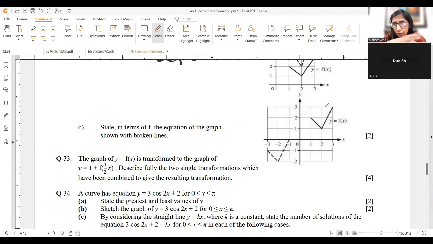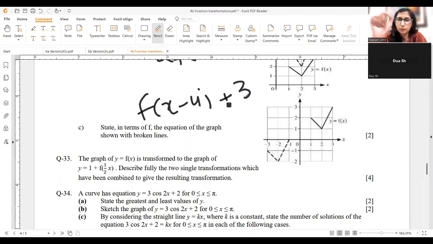Okay, so it's going 1, 2, 3, 4 units right. So that's going to be f(x minus 4). And it's moving 1, 2, 3 up, so plus 3. This should be it. Going to check the answer. f(x plus 4) minus 3, it should be minus 3. It's moving down. Sorry, I took it the wrong way around.